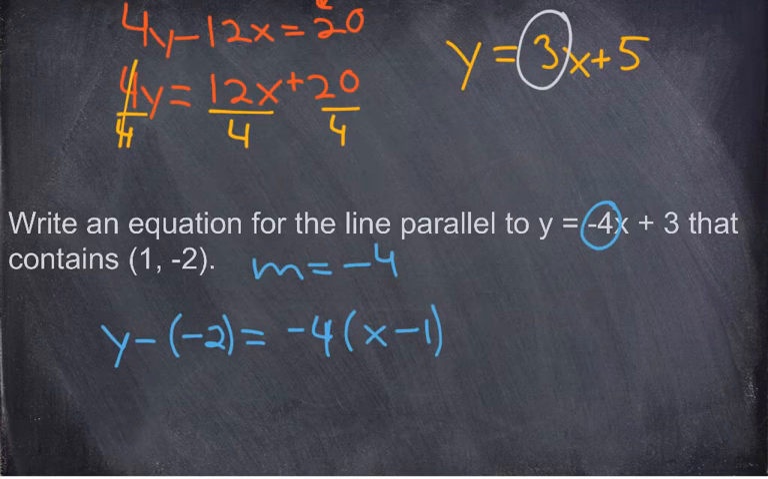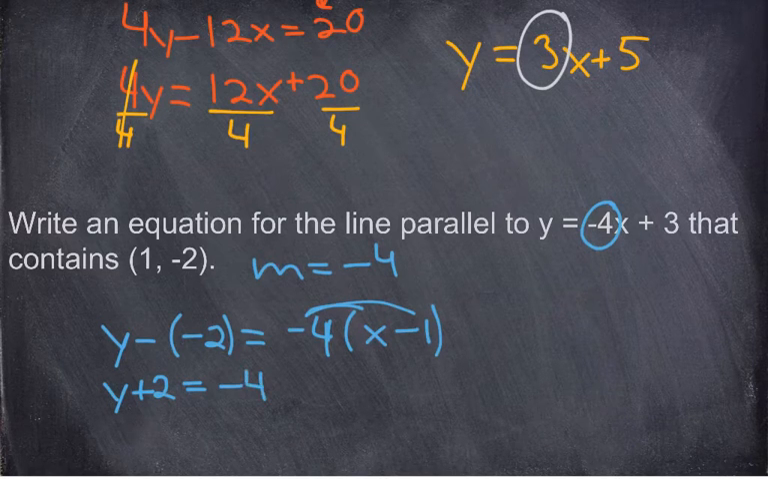Okay? Now if we wanted to get y by itself, first of all, again, the negatives become a plus, so it becomes plus 2. I'm going to go ahead and distribute this negative 4 so we can get rid of the parentheses. So it gives us negative 4x. Negative 4 times negative 1 is a positive 4. So your final answer is we're going to subtract the 2 over.